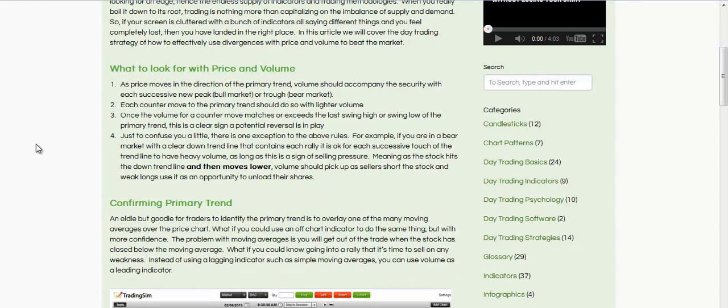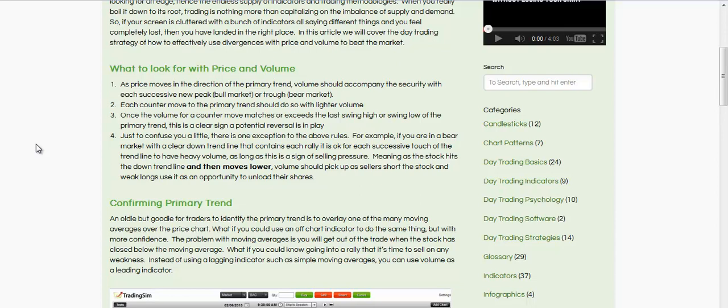First, the price moves in the direction of the primary trend. You want to see volume accompany that move. So if the stock is going higher, you want to see price go up, and you want to see the volume also go with that move. This implies that buyers are in the market. Conversely, if the market is going down, you want to see more selling pressure as the stock goes lower, which implies that people are looking to get out.